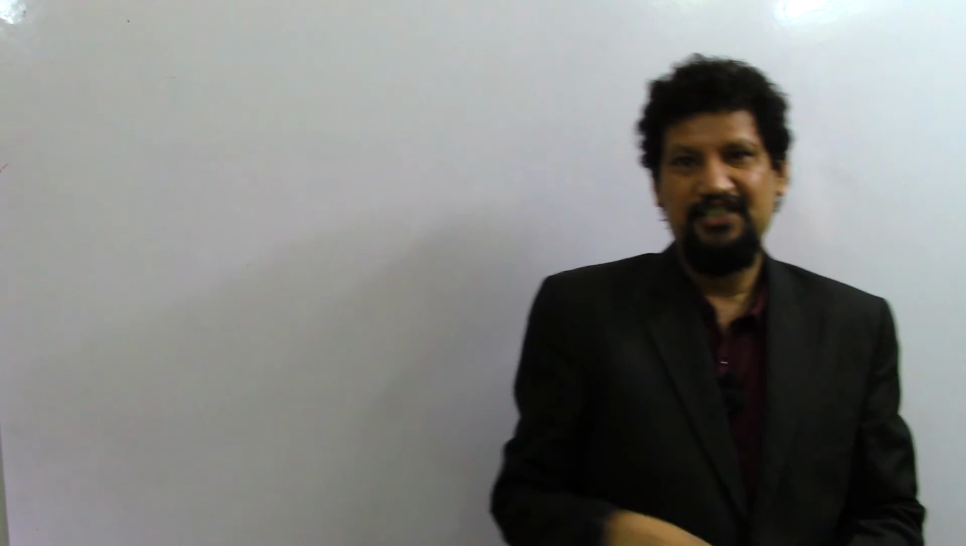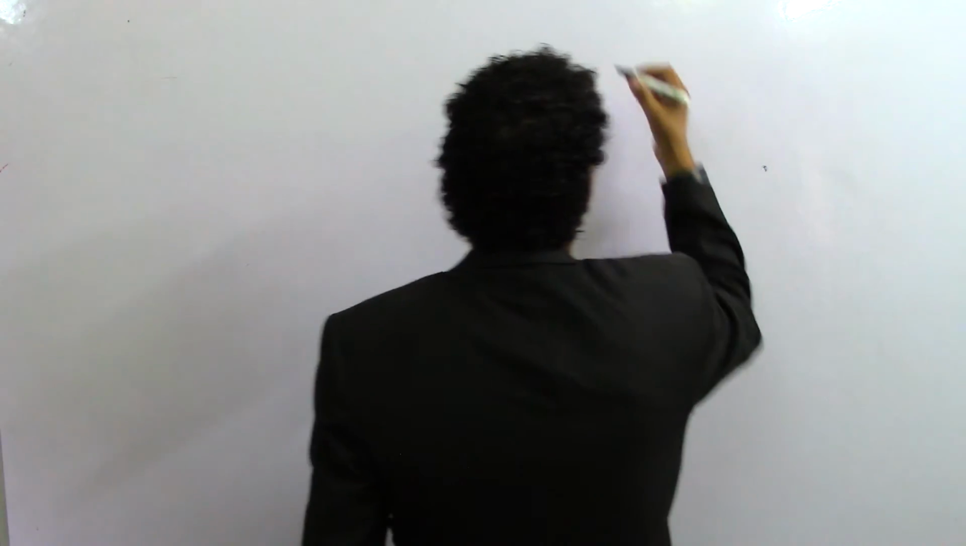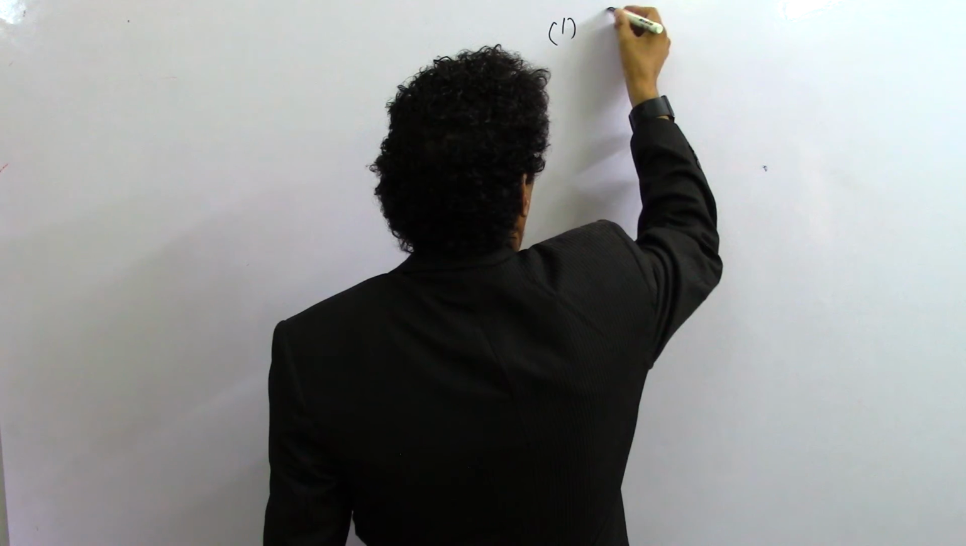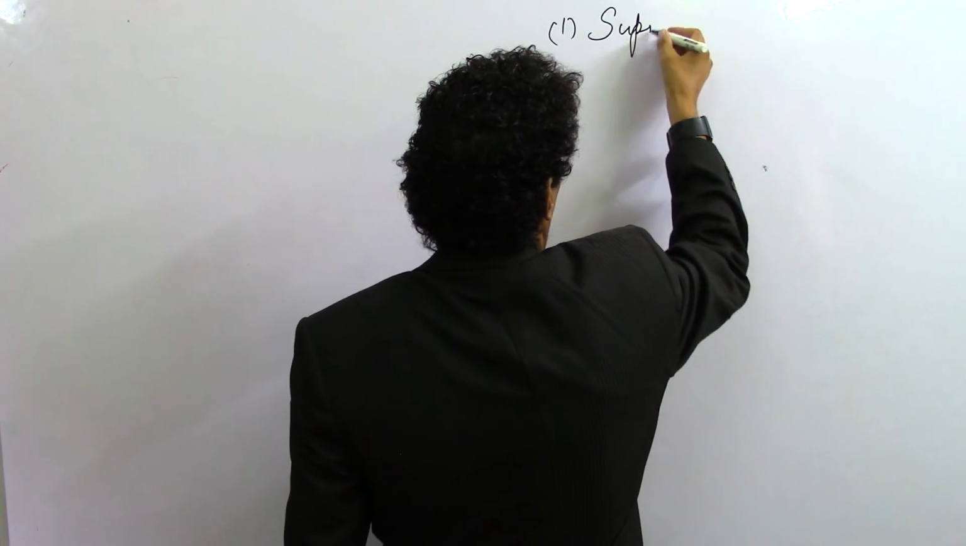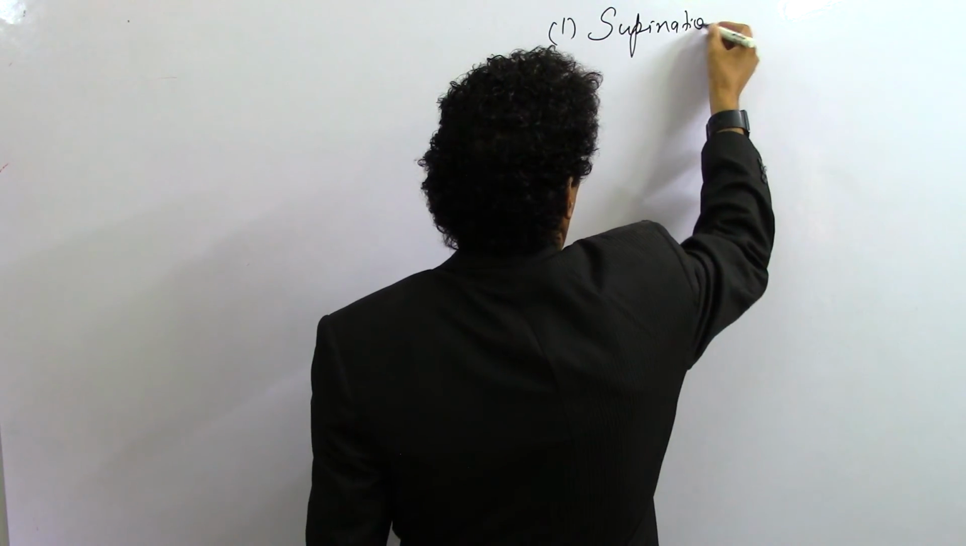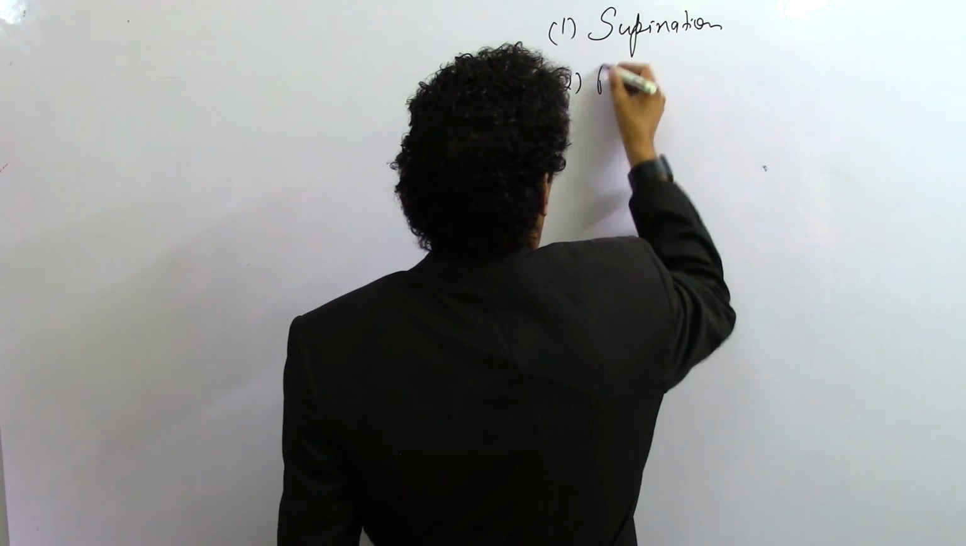Now I will talk about the spatial movements. Spatial movements are those movements taking place on special joints and not occurring on all joints, like flexion, extension, adduction, abduction, rotation and circumduction. The first set of spatial movements is supination and pronation.